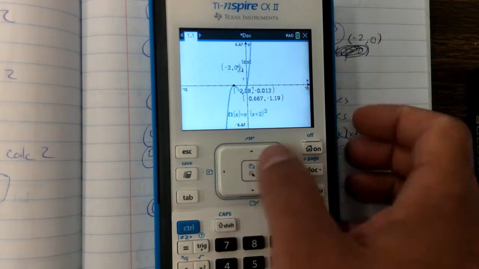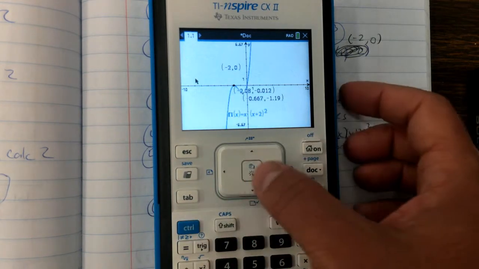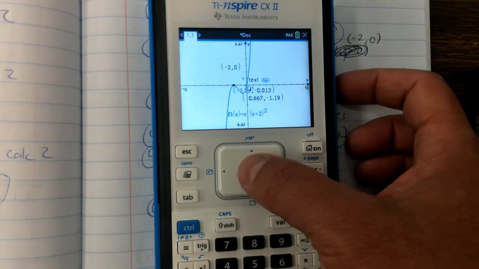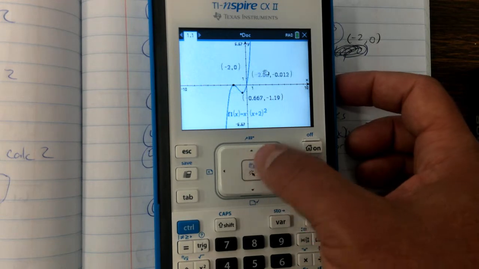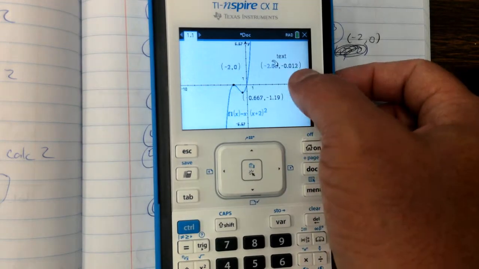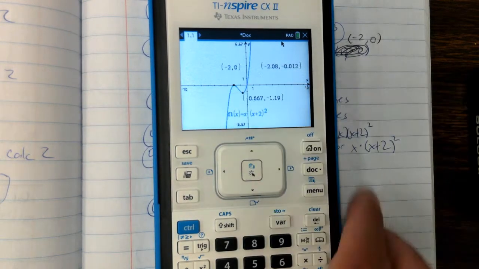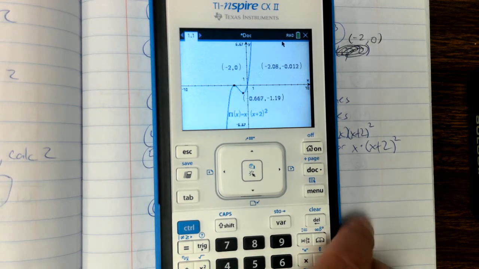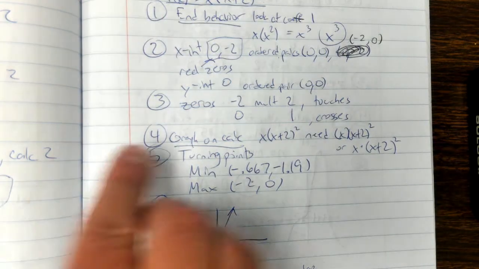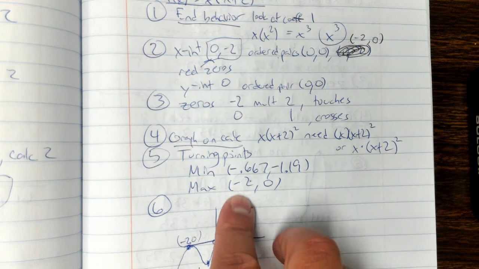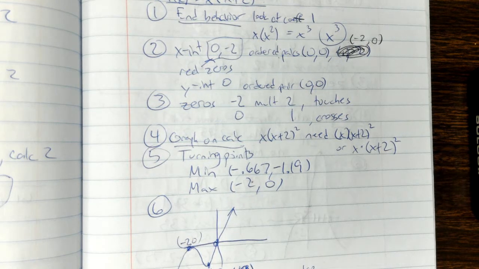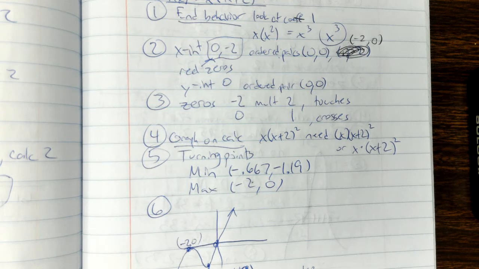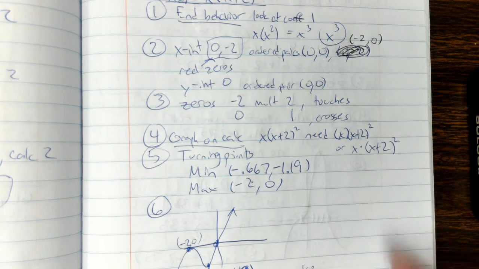Yeah, it actually wanted the negative 2.0 instead of this one that automatically clicked. So ignore this negative 2.08, it's the negative 2.0. So those are your turning points. So that's your minimum and maximum. Any questions on those?